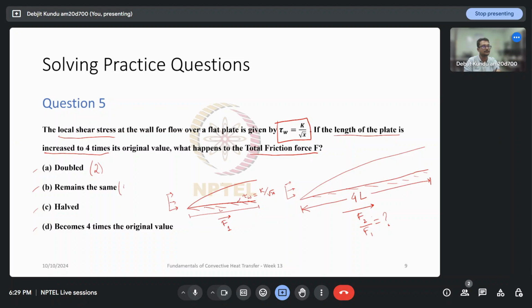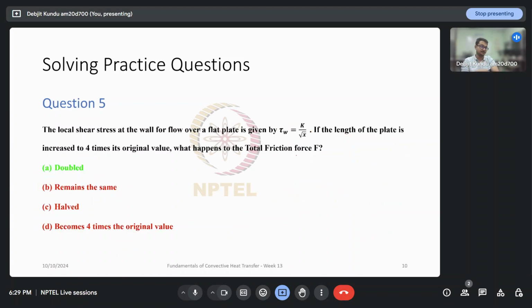Is it 1? Is it half? Or is it 4? That's the question. What do you think it should be? Let's take a look at the solution. It becomes doubled. Let's see how it goes.